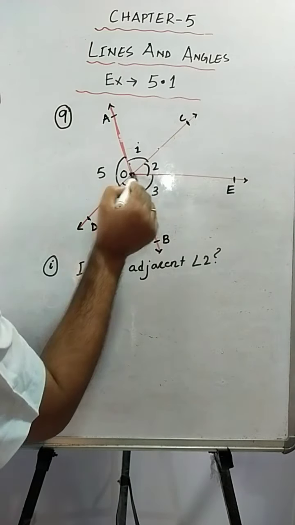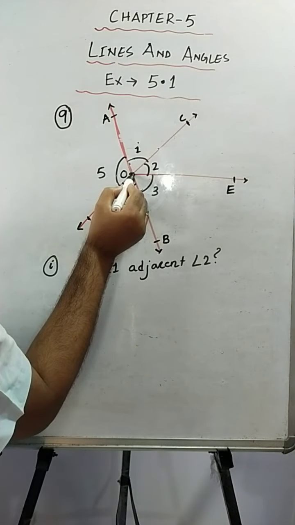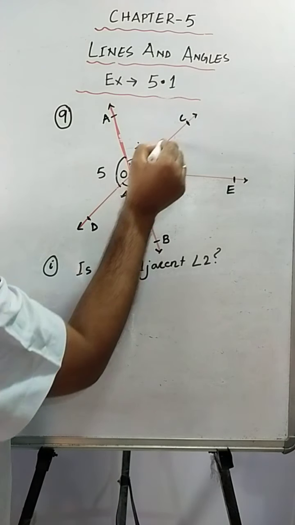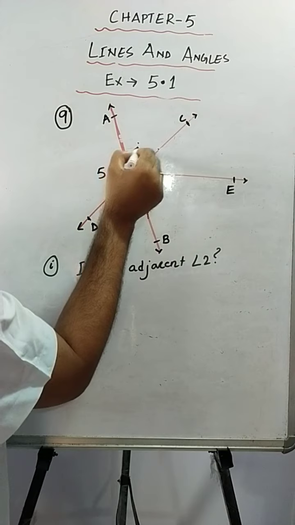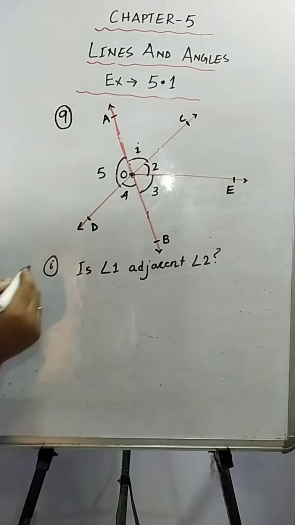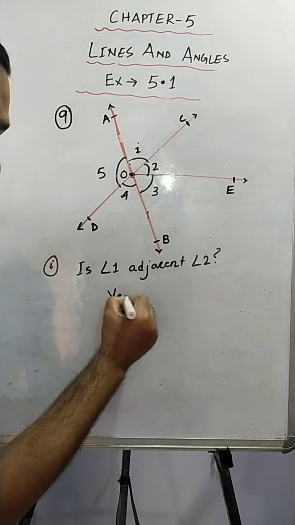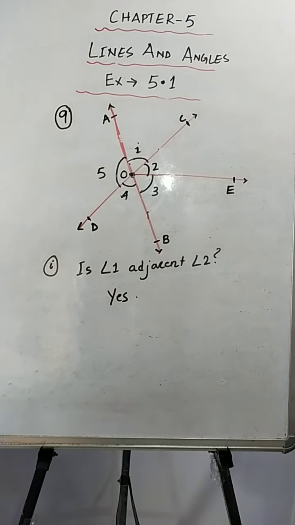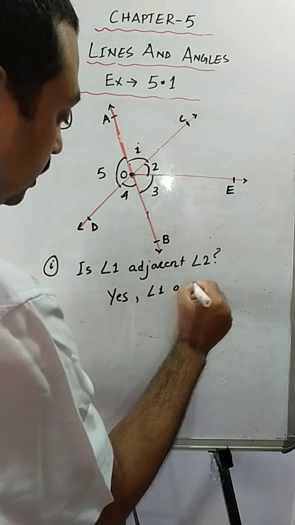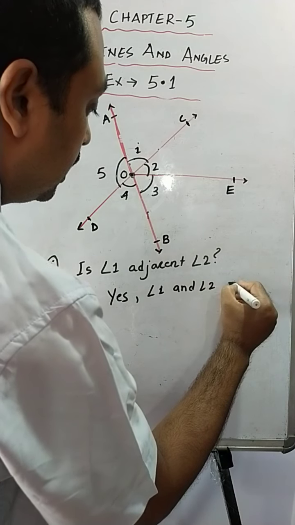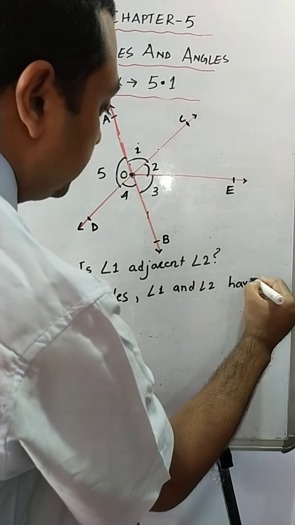AOC and COE. They are sharing a common vertex and they have a common arm also. See, OC. So OC is shared by angle 1 also, and OC is shared by angle 2 also. So you will write yes. And why yes? You can write angle 1 and angle 2 having a common vertex.